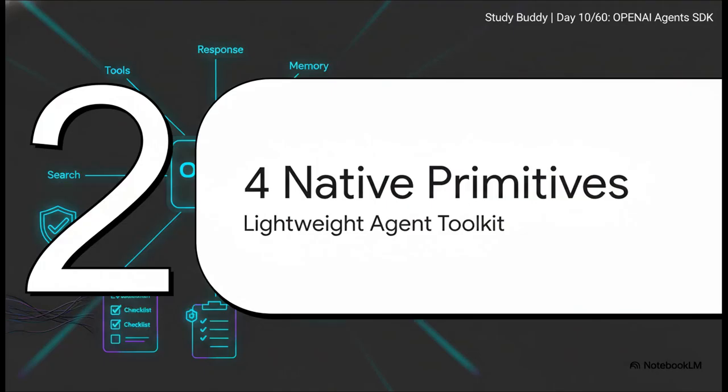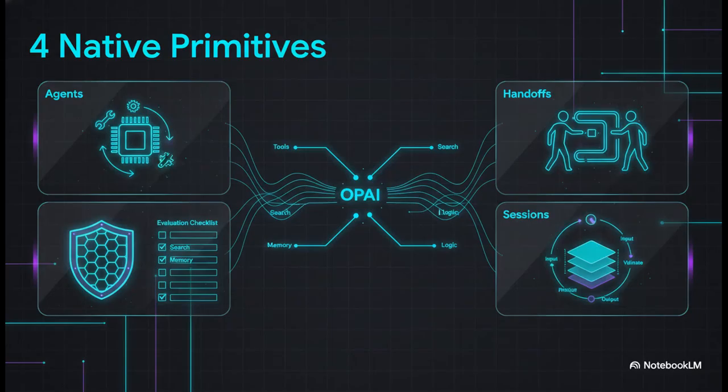So how does OpenAI solve this whole mess? Well, they gave us this super lightweight Python-first toolkit. And the best part? No clunky, unnecessary abstractions. It's just 4 core components for building some seriously powerful agents. Let's break them down. These are your new building blocks.